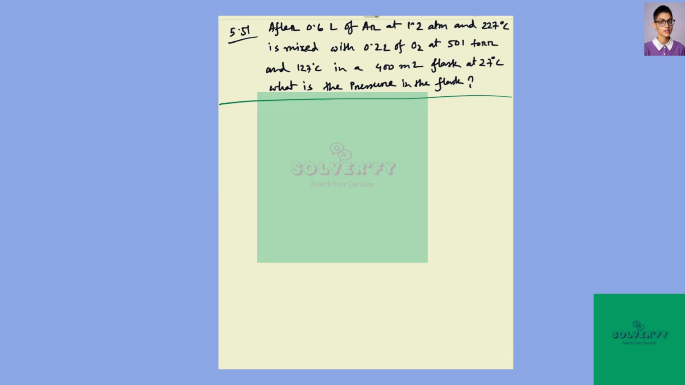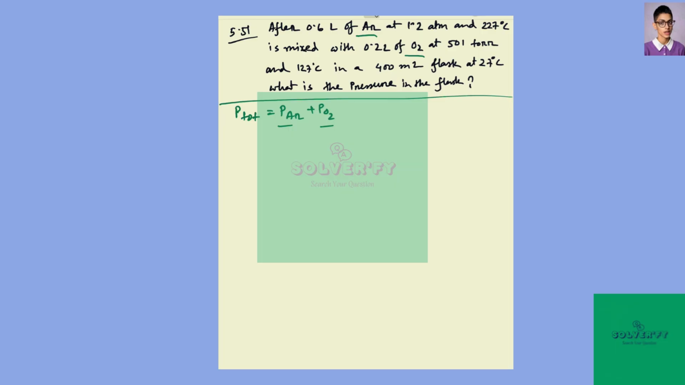From Dalton's law, we know the total pressure of a gaseous mixture is equal to the sum of the partial pressures of all the components at constant temperature and volume. In this case, we have two components, argon and oxygen. Therefore, the total pressure should be equal to the partial pressure of argon plus the partial pressure of oxygen. Now we need to calculate both the partial pressures.